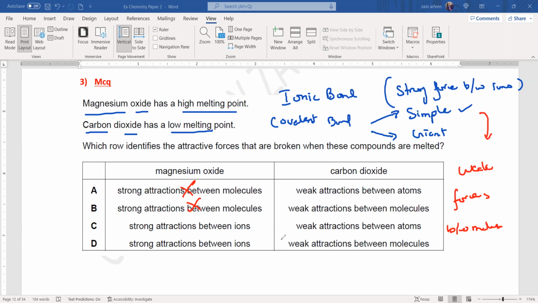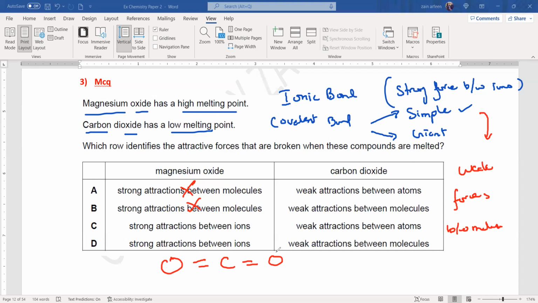Then what about carbon dioxide? Carbon dioxide, which is CO2. There is not a weak attraction between the atoms. Between the atoms, there's a strong attraction, like this is the structure of carbon dioxide, CO2. So between carbon and oxygen, the force is strong.